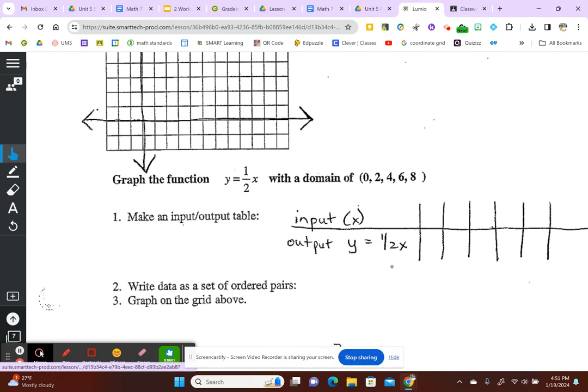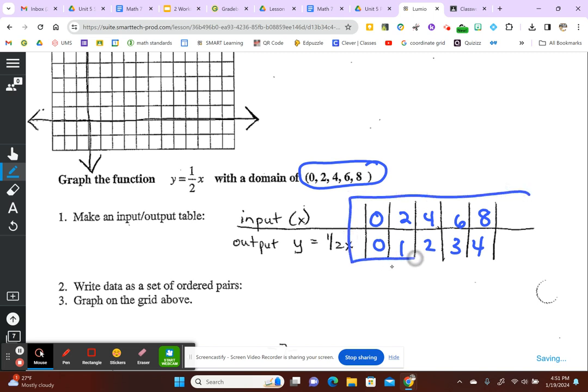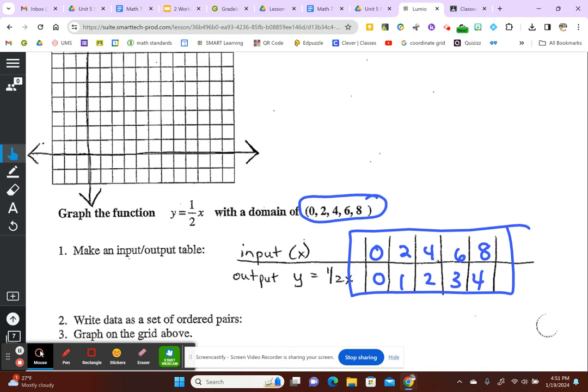Okay. Now here, this says graph this function with this domain. So to do that, I do 0, 2, 4, 6, 8, and I plug in to get my y values. Now it wants me to graph these 5 points on this coordinate plane. And again, if I'm only graphing 5 points, should I connect it with a line? And the answer is no, not if they're specifically telling me this is my domain.